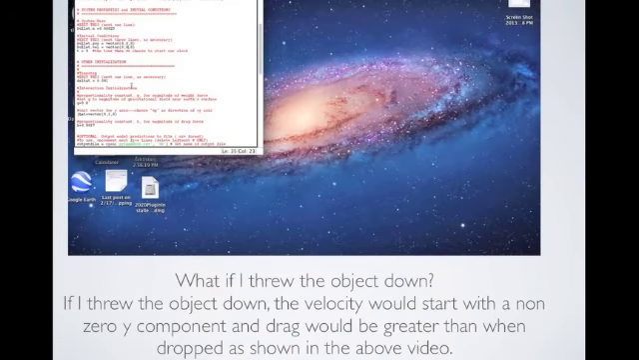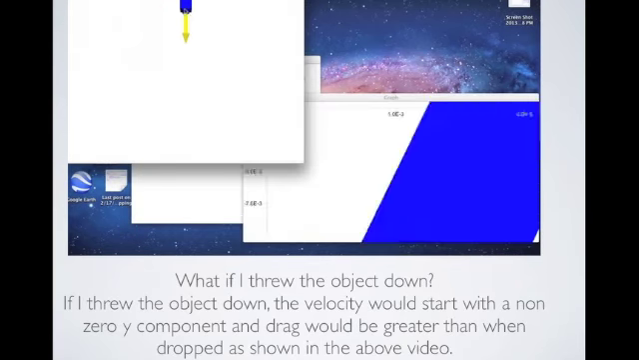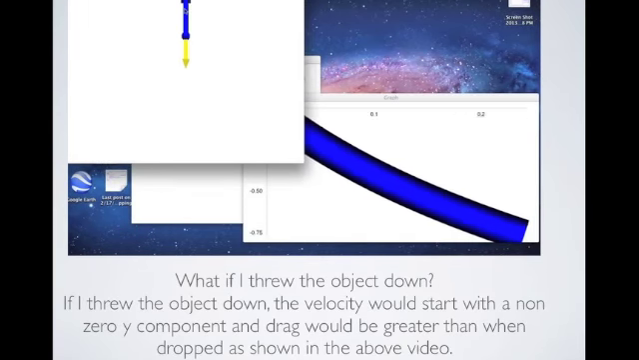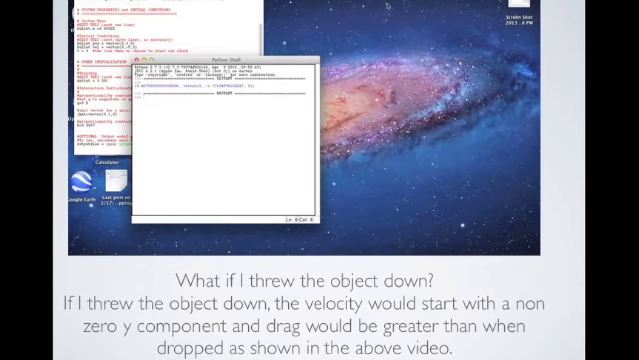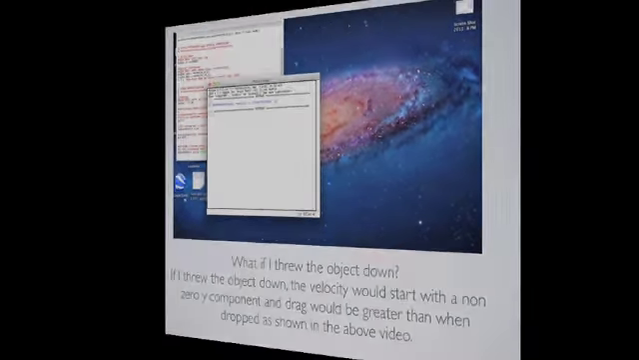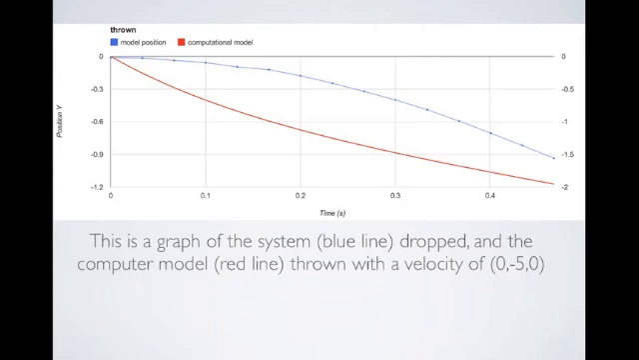For the what if question, I changed the velocity vector to 0, -50, and you see that the drag force arrow is large and then shrinks until it equals the gravitational force. This is a graph of the system blue line dropped and the computer model red line thrown with a velocity of 0, -50.